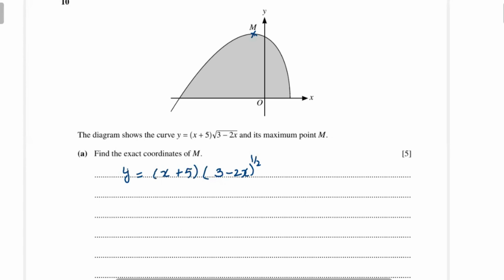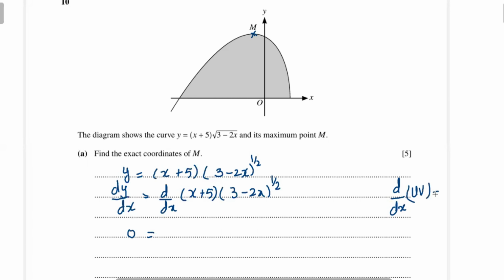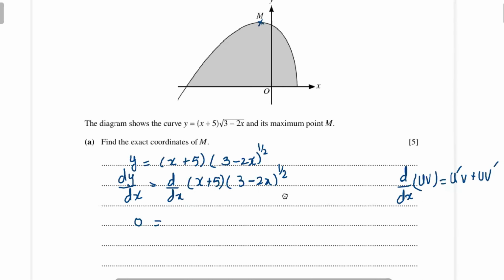To find the gradient of tangent of the curve, we take the derivative dy over dx of this equation, and that dy over dx equal to 0. Firstly, we take the derivative on both sides, left side dy over dx, and also right side d over dx of x plus 5 into 3 minus 2x power 1 over 2. Now we apply the product rule for derivative, d over dx of u into v is equal to u dash into v plus u into v dash.